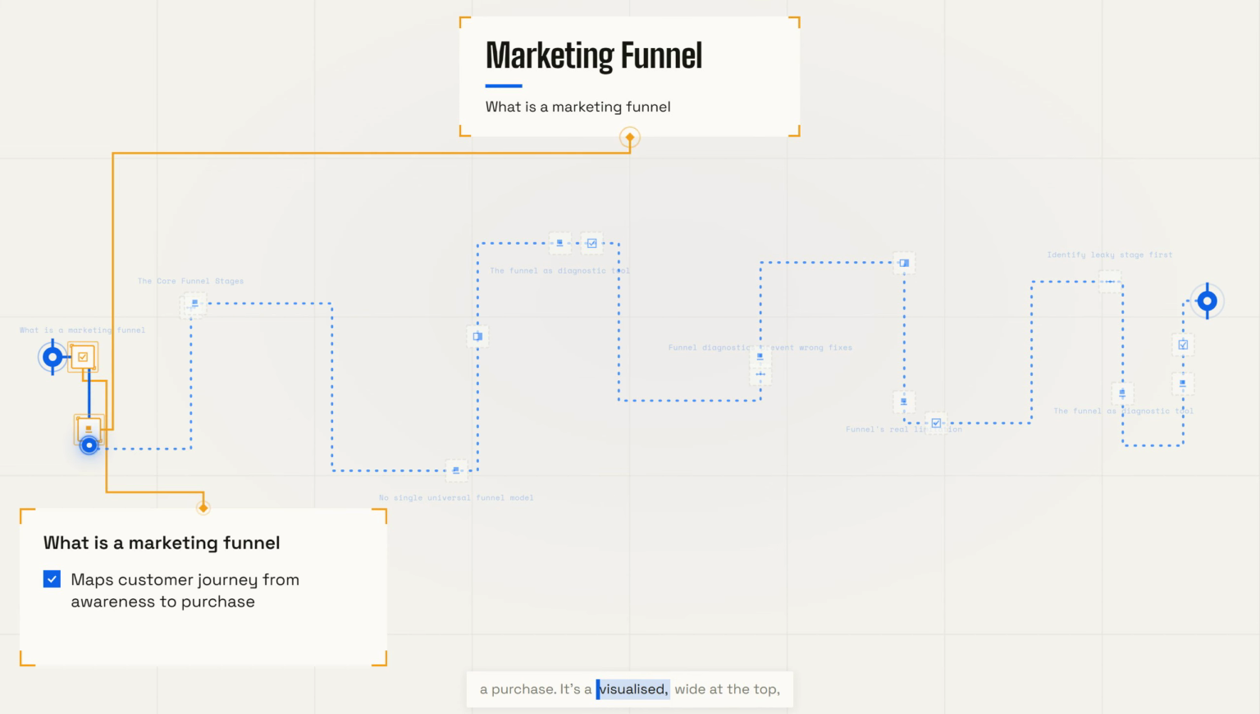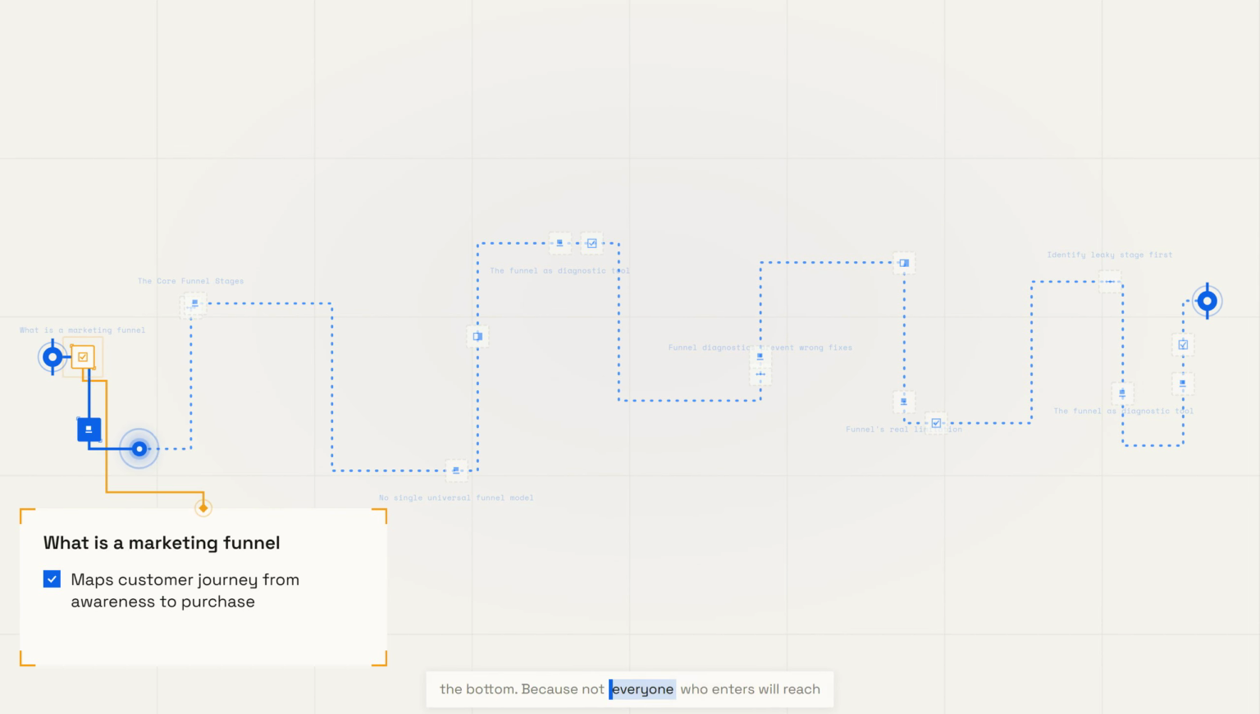A marketing funnel maps the journey a customer takes from first learning you exist to making a purchase. It's visualized wide at the top and narrow at the bottom, because not everyone who enters will reach the end. Most won't. The narrowing is the whole point. It shows you where people are falling away.